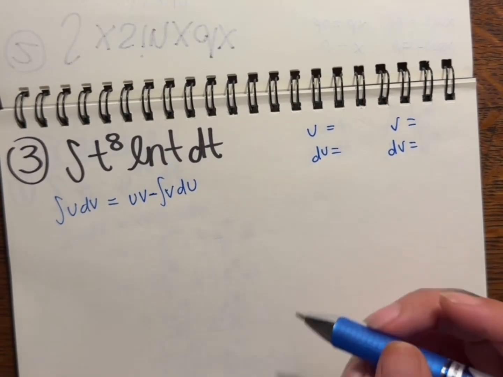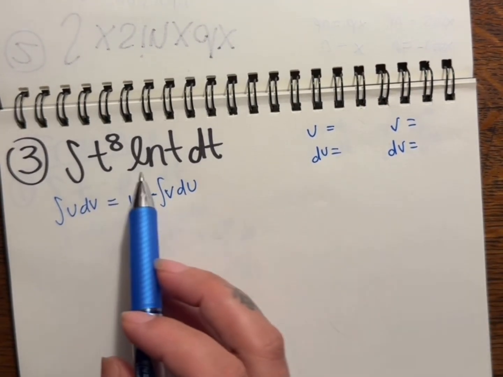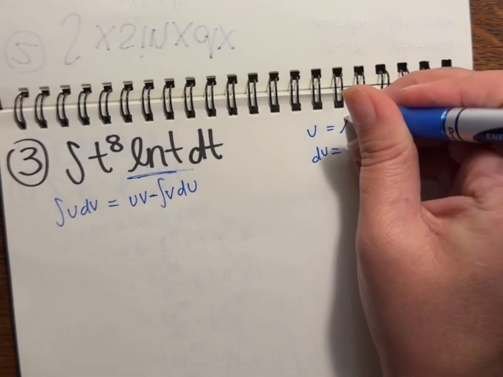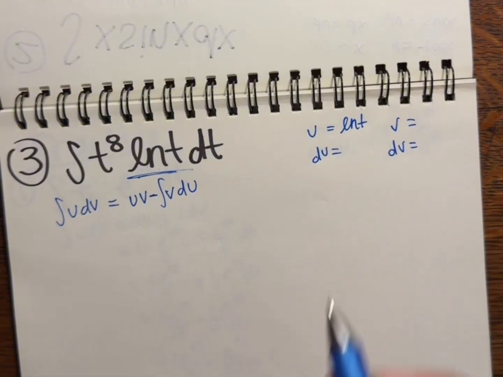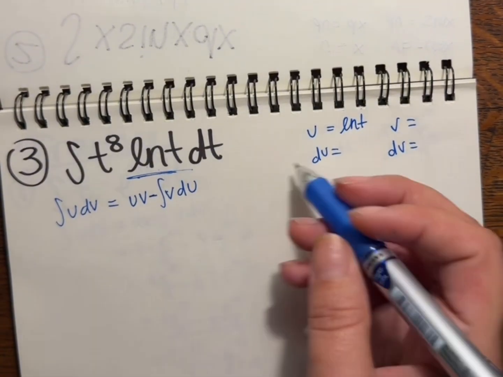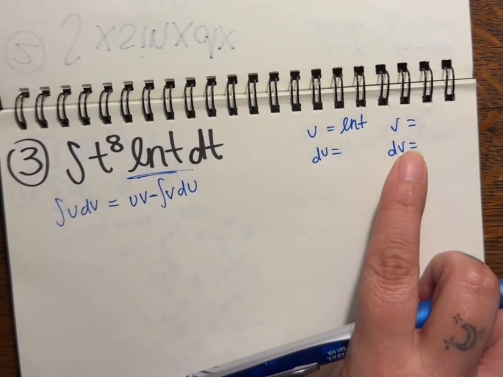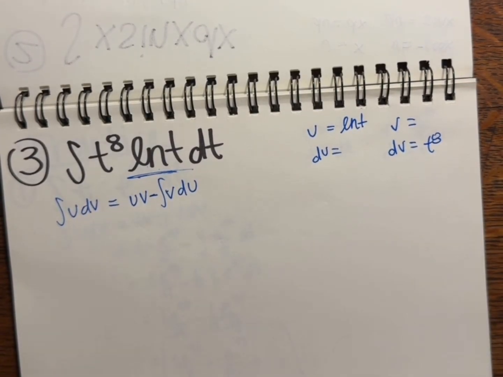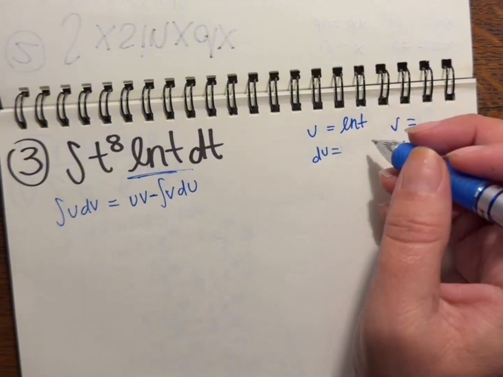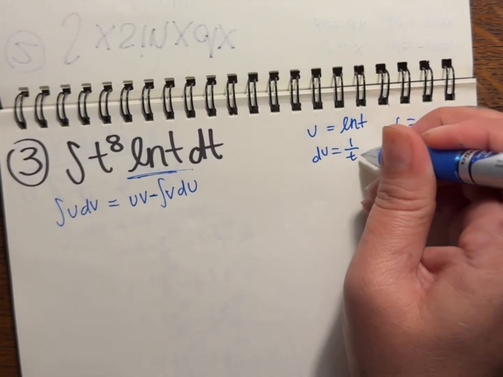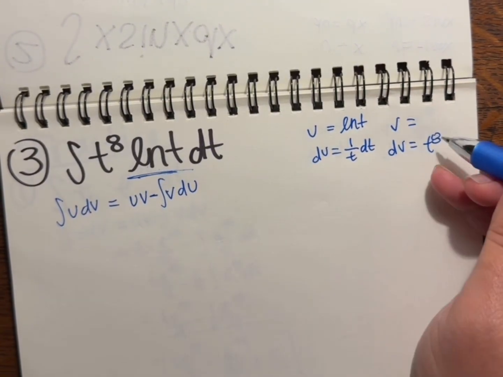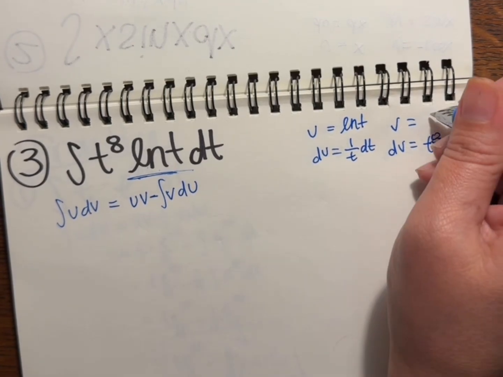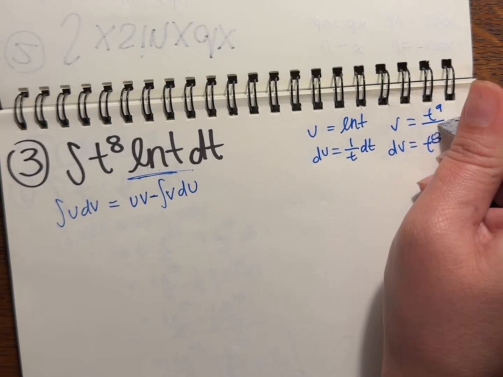Okay. So here, the rule basically is if you have a log, you want to set that as your u for the most part, right? So ln t, the derivative of, okay, let's first identify dv, and we're going to be setting t to the power of 8 as dv. Derivative of ln t is just 1 over t dt. And then our v here, we're going to add 1 and then multiply by the reciprocal. So this is going to be t to the 9 over 9.